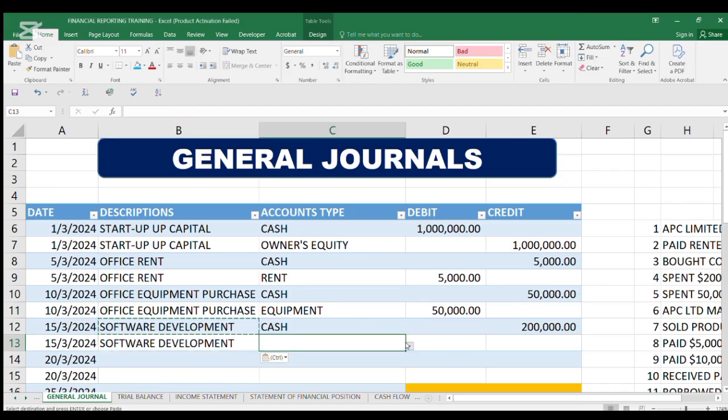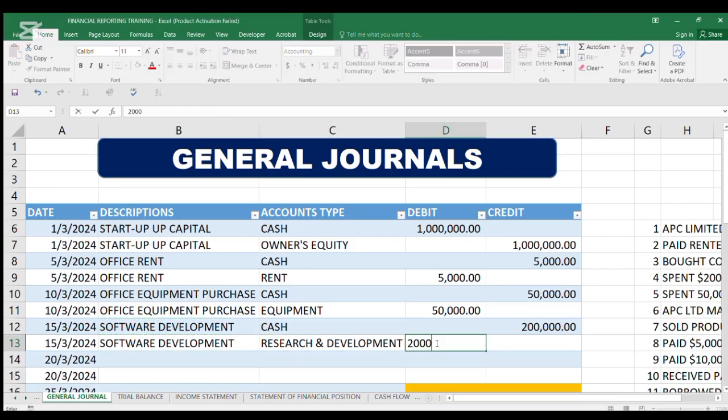Credit software development. Once you now debit research and development. Why is it like that? It is because the 200,000 on software development and testing is for research. Anything that has to do with software is for research purposes. So we debit research and development with 200,000.